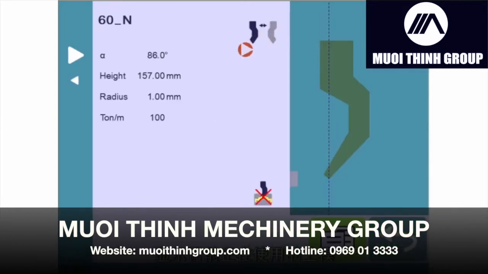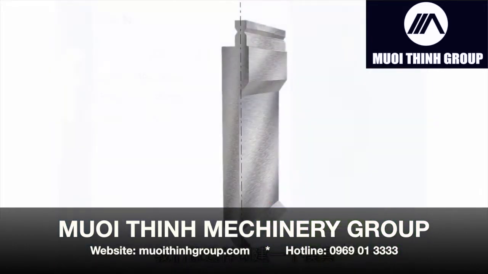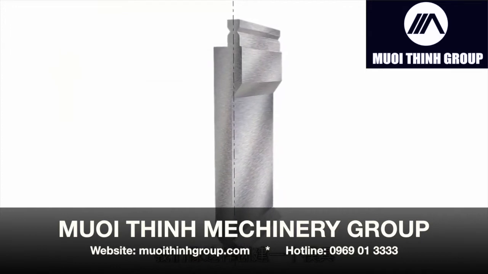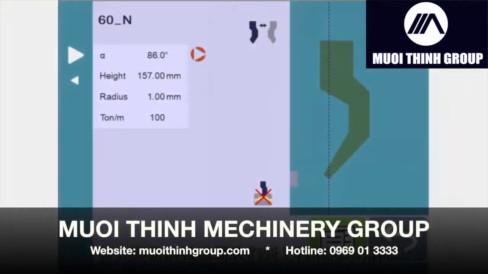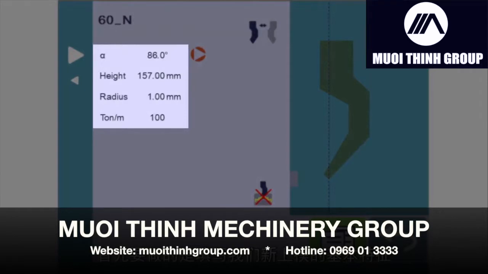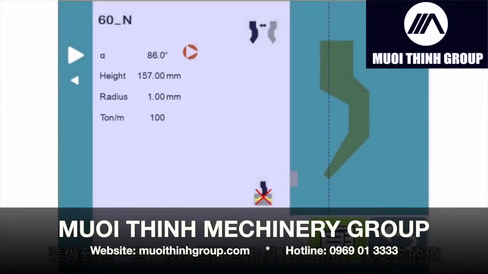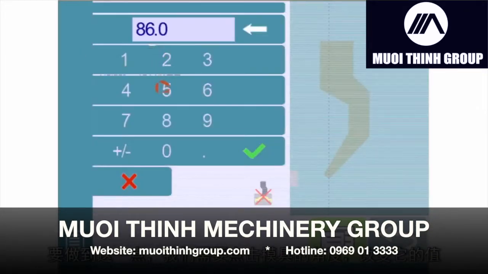The punch currently being used is displayed. We would like to create a punch like this one. First thing to do is fill in the basic characteristics of our new punch, the angle and radius of its tip, its height and its resistance. To do that, we simply need to touch the desired characteristic and change its value.